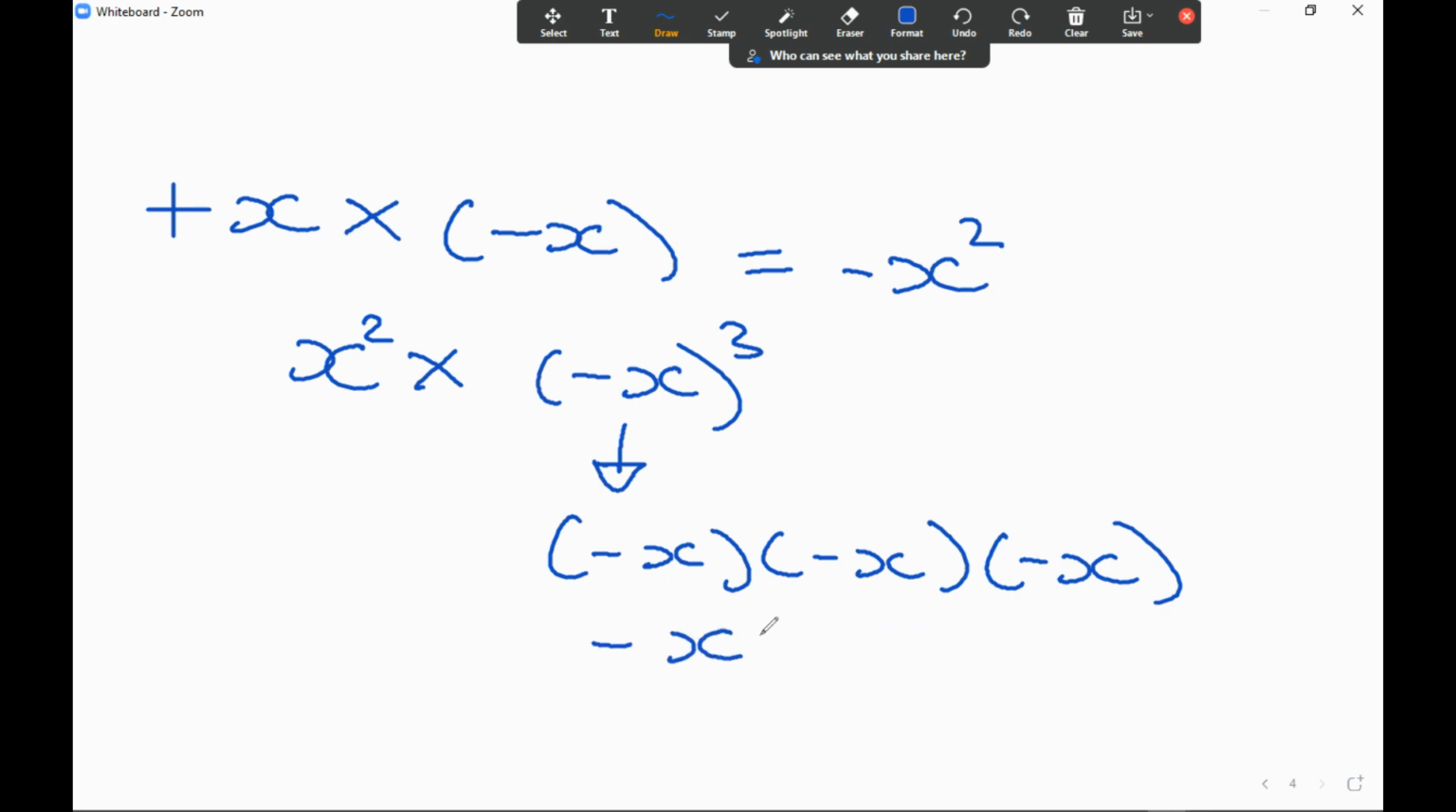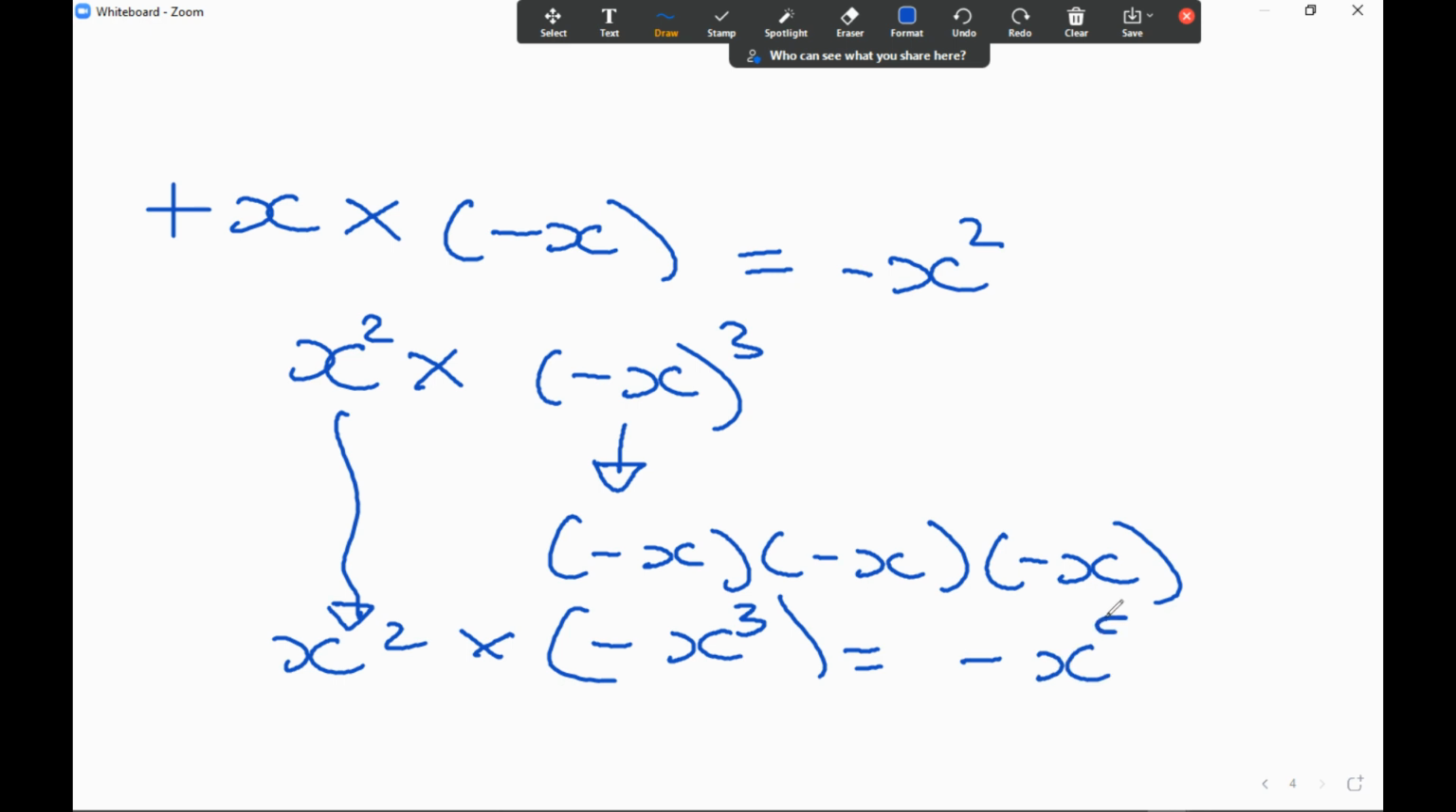and this is x times x times x, which is x to the power of 3, right? I'm going to bring that down, and I'm going to multiply it now. And this is going to get me 2 plus 3, which is going to get me 5. So this is negative x to the power of 5. Okay. All right.